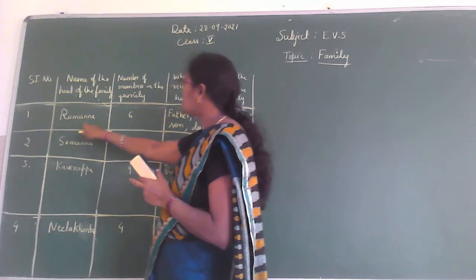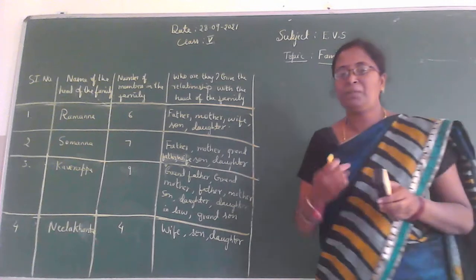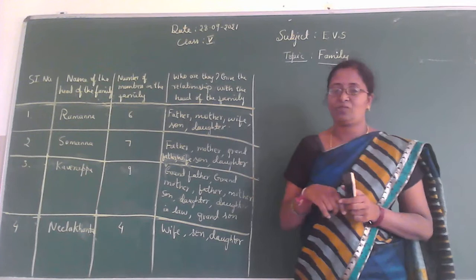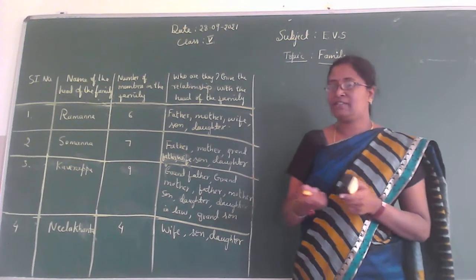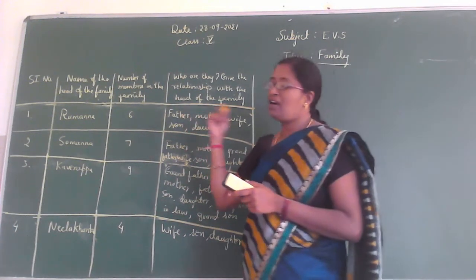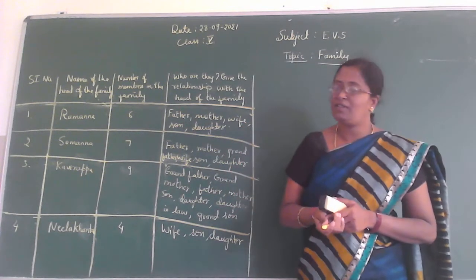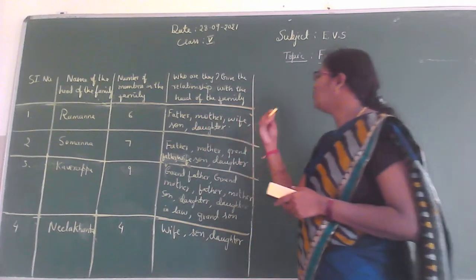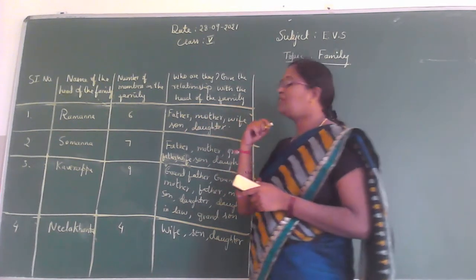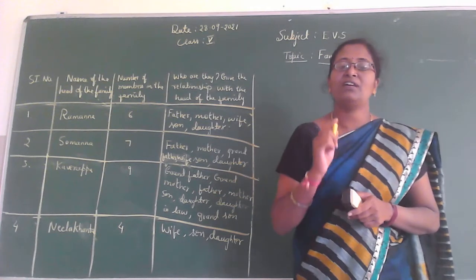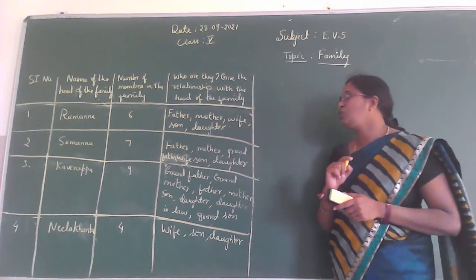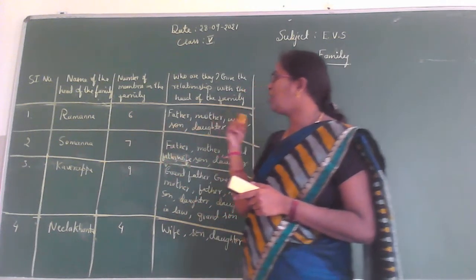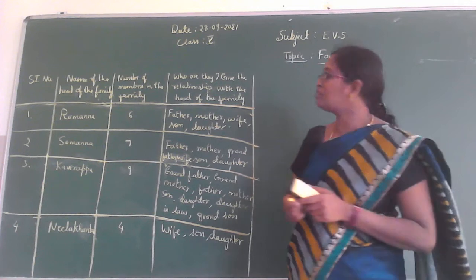First family, that is Ramana's family. How many members are there in Ramana's family? Yes, 6 members are there. Who are they, and what is the relationship between Ramana and the remaining members of the family? Ramana has a father, mother, wife, son and a daughter. They are living in the same house. So this is the relationship between Ramana and the remaining members of his family.